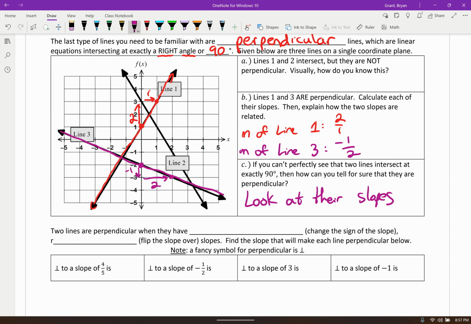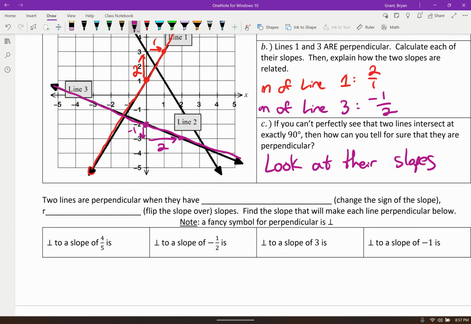And in particular, there are 2 qualities of the slopes that we need to investigate. 2 lines are perpendicular when they have opposite, and opposite means change the sign of the slopes, right? This slope was positive, this slope was negative. So one slope is positive, one slope is negative. And then what do we call 2 fractions that are flipped over versions of each other? We've talked about it a couple times from our first unit. Oh, that's right. They're called reciprocals. I'm going to say reciprocal. So 2 lines are perpendicular when they have opposite reciprocal slopes.